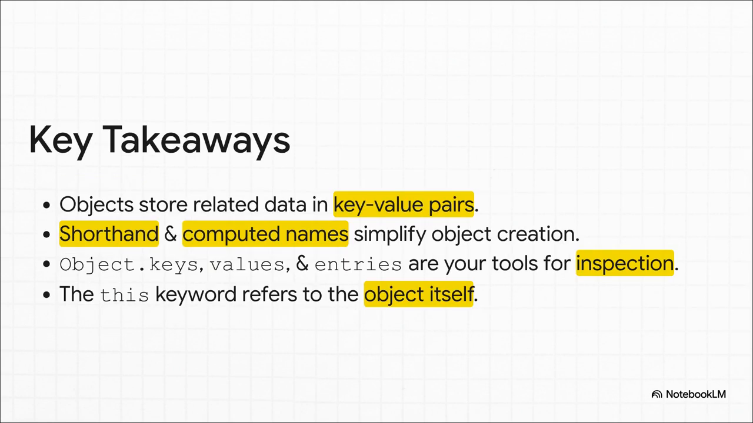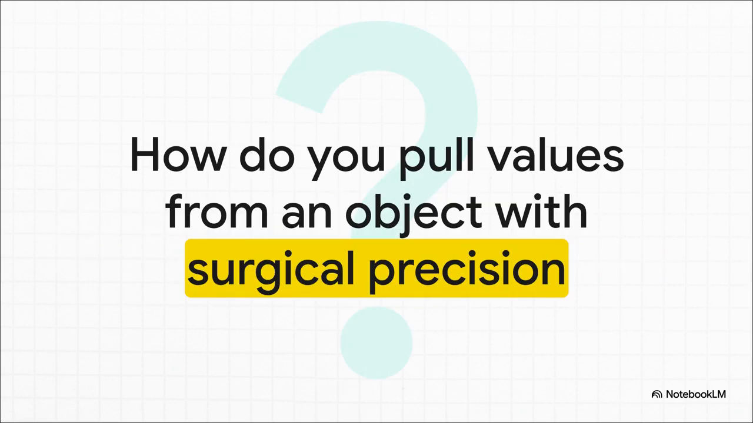So let's wrap up with the big takeaways. Remember, objects are your digital filing cabinets for related data. Property shorthand and computed properties are your friends. They make creating objects so much easier. When you need to inspect what's inside, your master keys are Object.keys, values, and entries. And this is the magic word an object uses to refer to itself. So you can build objects from scratch, you can remodel them, and you can inspect everything inside.